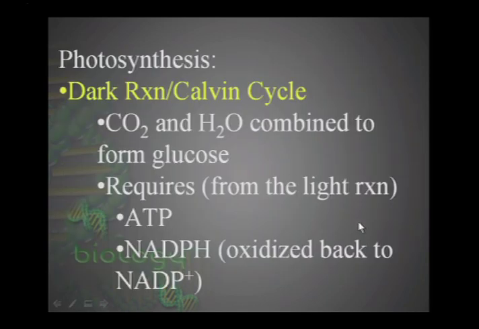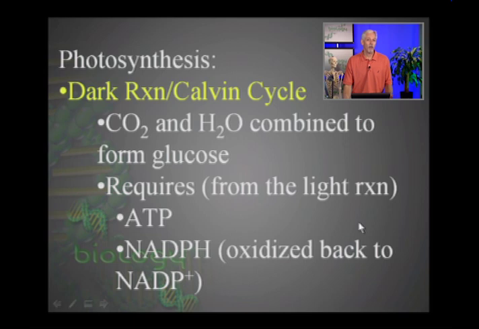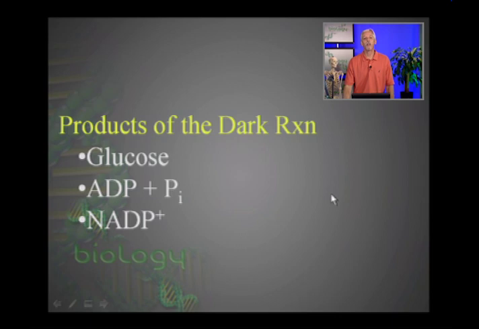Okay, now, the other side of photosynthesis will be the dark reaction, also known as the Calvin cycle. Here, carbon dioxide and water combine to form glucose. This requires certain materials from the light reaction, including ATP, so energy in the form of chemical energy, and NADPH, so electrons and hydrogens from NADPH are also required for the Calvin cycle. Products of the Calvin cycle include glucose, ADP and phosphates, and NADP. So the ADP and phosphates and NADP can then be reused by the light reaction.